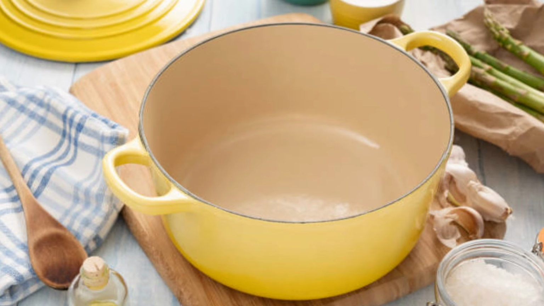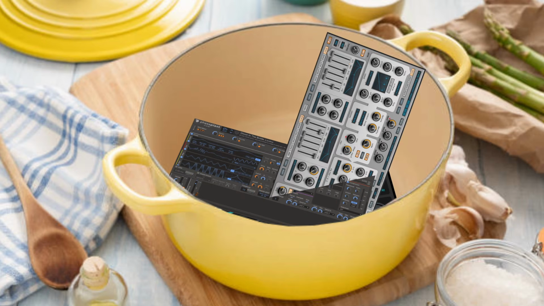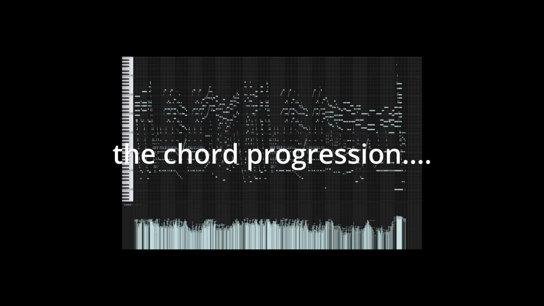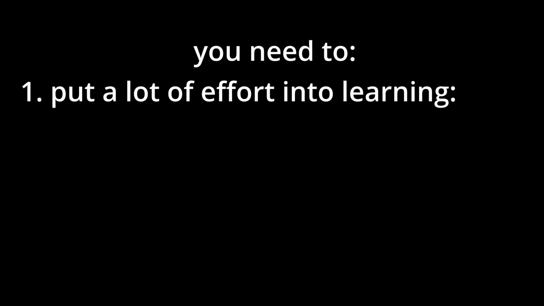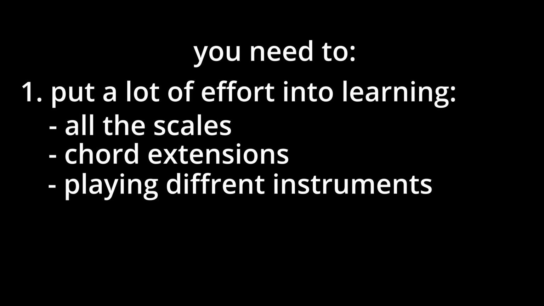Start with a BPM ranging from 90 to 140 and make a melody. Try combining pads with unique textures and different frequency ranges. As for the chord progression, wait, what? It's really complicated most of the time. You need to put a lot of effort into learning all the scales, chord extensions, playing different instruments.